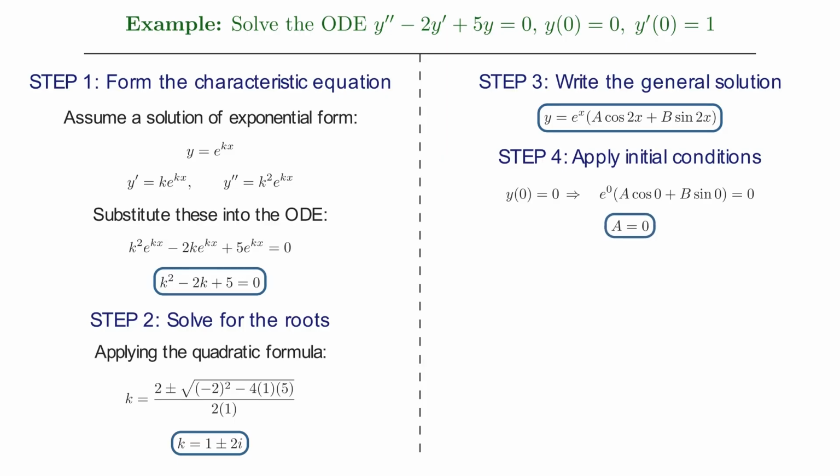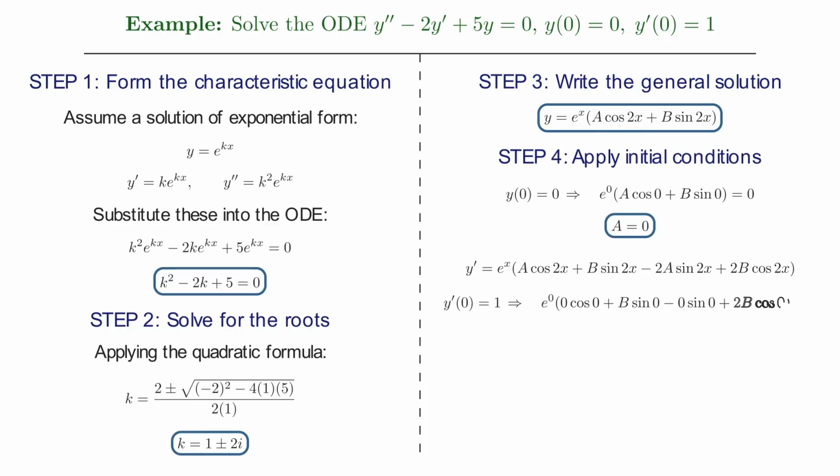So to use the second initial condition, y'(0) = 1, we first need to differentiate the general solution. Differentiating y using the product rule, we get y' = e^x (a cos 2x + b sin 2x) + e^x (-2a sin 2x + 2b cos 2x). So the condition tells us when x is equal to 0, y' is equal to 1. Therefore, we get e^0 (0 cos 0 + b sin 0 - 0 sin 0 + 2b cos 0) = 1.